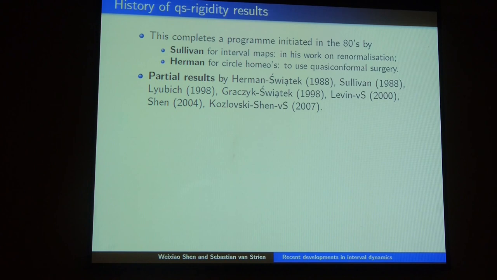And of course, there are many partial results. There were the results in the 80s by Herman and Swiatek for critical circle homeomorphisms, and for Sullivan for Cantor sets, some properties about Cantor sets. And the conjugacy is not globally quasi-symmetric, but just on the Cantor set it's quasi-symmetric. So it's a more partial result. And of course, there were these spectacular results by Lyubich and Graczyk-Swiatek for the quadratic case. And then there were papers, and in this case, the result was proven for polynomials.